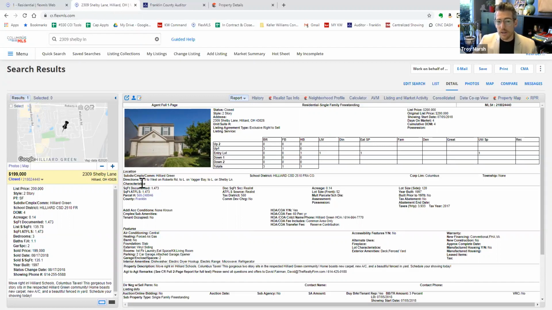But especially in that, you know, under 350 price range, or maybe even 450, depending on the area, usually your footprint is going to have stayed the same. And then the ATFLS is going to represent either an added 3-season room or a finished basement more often than not.